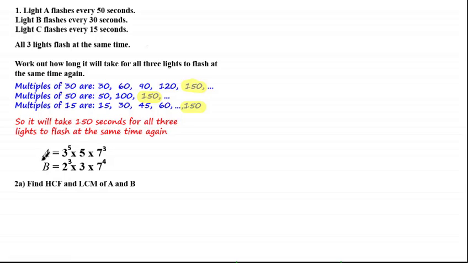Here we've been given two values, A and B, which have been written as a product of prime factors raised to indices. And we've been asked to find the highest common factor and the lowest common multiple of A and B. So I'm going to give you a few moments to pause the video to have a go at this question. And when you come back, we'll have a look at the solution.